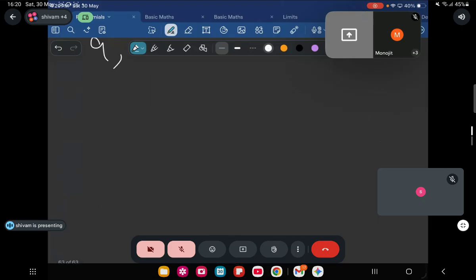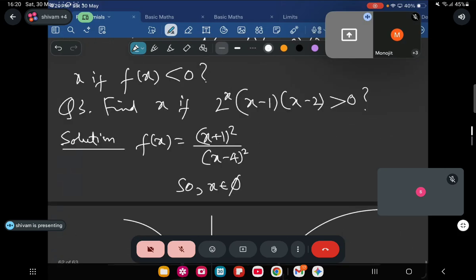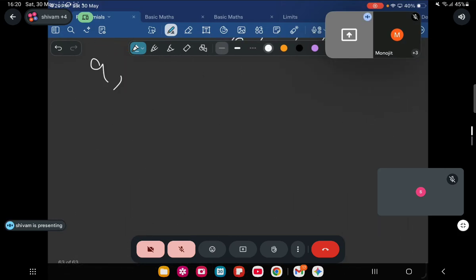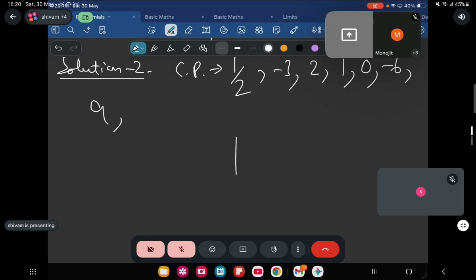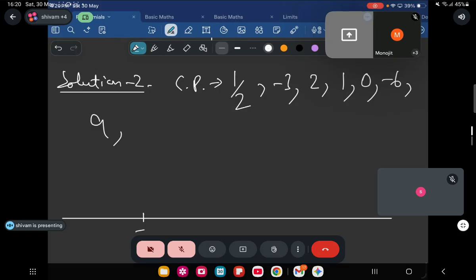Okay. So what are the critical points? These are the critical points, right? So shall we start? Let us start plotting the wavy curve. So what have we got? The lowest one is -6, then -3, then 0, half, 1, 2, 9, isn't it? Tell me. Are people getting?